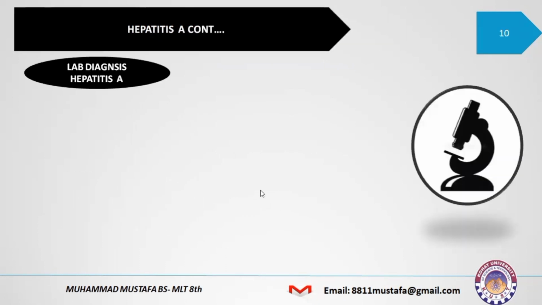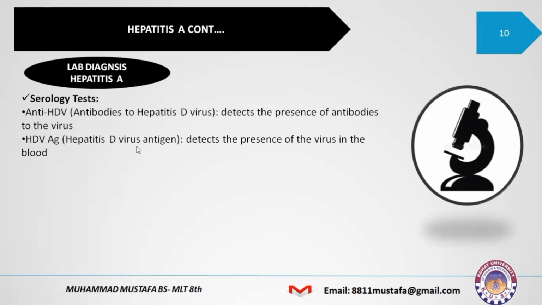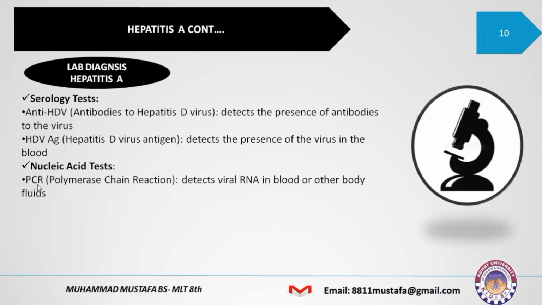Lab diagnosis for hepatitis A. Serology is a qualitative test. Anti-HDV antibodies detect the presence of antibodies to the hepatitis D virus. HDV-Ag, hepatitis D virus antigen, detects the presence of the virus in the blood. The nucleic acid test is a quantitative test. PCR, polymerase chain reaction, detects viral DNA in blood or other body fluids.